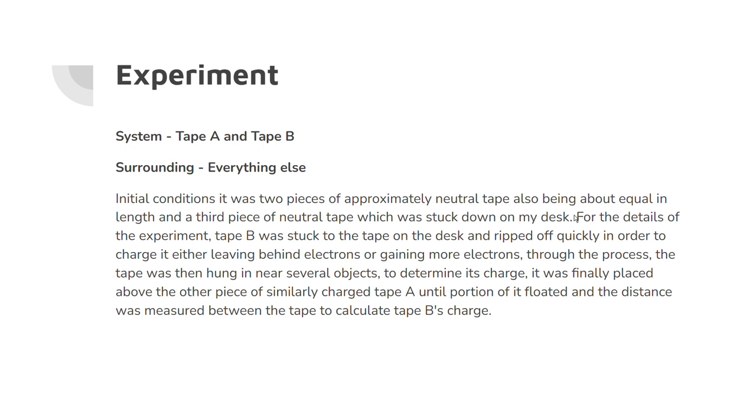With regard to the experiment, we chose the system to be tape A and tape B, and the surroundings to be everything else in the room. For the initial conditions, it was two pieces of approximately neutral tape, about equal in length, and a third piece of neutral tape, which was stuck down on my desk. For the details of the experiment, tape B was stuck to the tape on the desk and ripped off quickly in order to charge it, either leaving behind electrons or gaining more electrons.